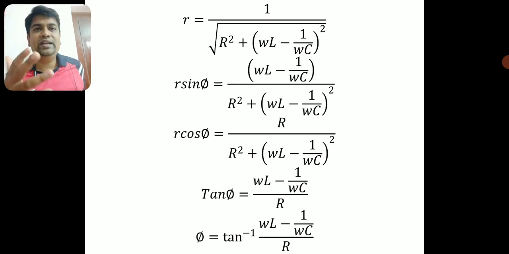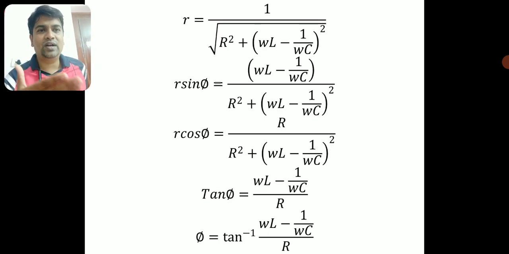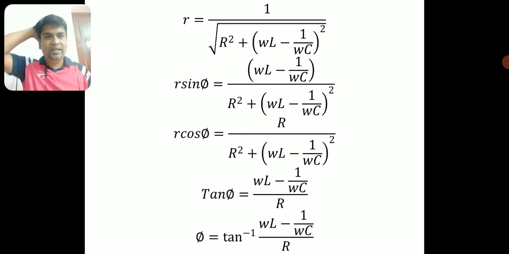Next, I need to write an equation for phi. So I am writing what is r sin phi and what is r cos phi. I have told you already. Now from these two equations I can get phi. Divide one by the other, I will get tan phi. If I take the ratio of the right hand side, it will be omega L minus 1 by omega C divided by r. And phi will be tan inverse of omega L minus 1 by omega C divided by r. Now I have defined clearly what is this small r and what is this phi.